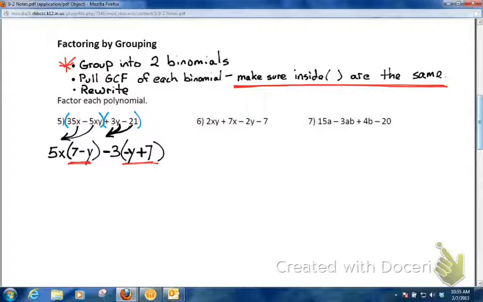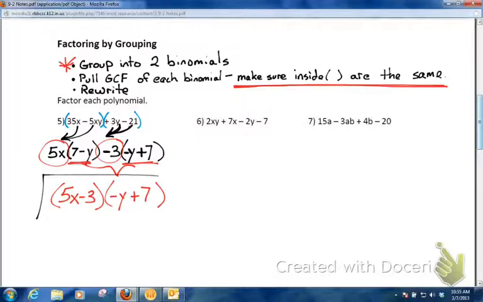The last step then says to rewrite, and this is how you rewrite. You take the two pieces that got factored out and write that as one binomial. 5x minus 3 is my first binomial. And then the two pieces that were the exact same, you rewrite as one binomial. In this case, it doesn't matter if you write negative y plus 7 or 7 minus y. But this is your final answer. These two binomials multiplied together will make your original problem.